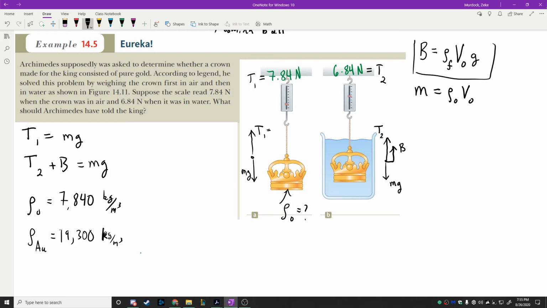I don't know. Okay, so just to talk about how you guys did it. Did you solve for the volume of the object first? That's what my students earlier had done. They solved for the buoyant force and then they solved for the volume of the object. Does that sound like what you did?